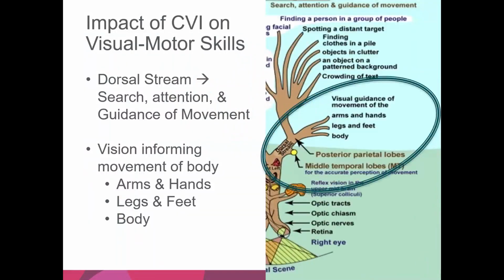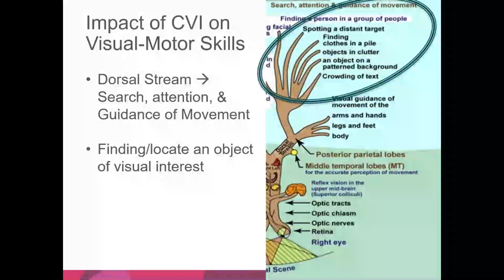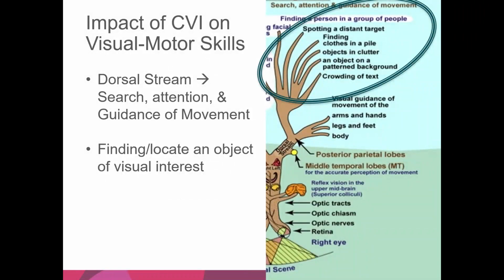So to start, we have that dorsal stream, which is our search, attention, and guidance of movement system, where it will help us to know how we're going to use our visual information to move our hands, our arms, our legs, our body when doing different tasks. But it's also going to look at how we can find and locate an object of visual interest. So these two pieces together will help us find and locate something and then use our movement from our body to get access to it with visual guidance.